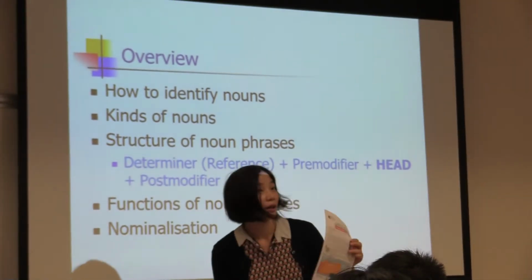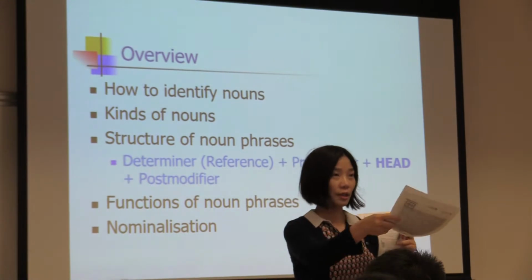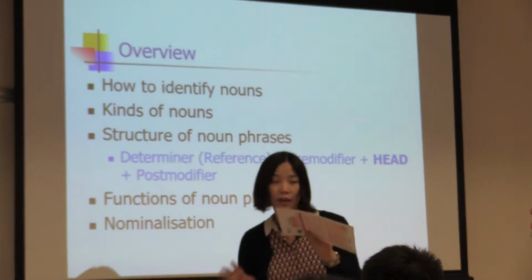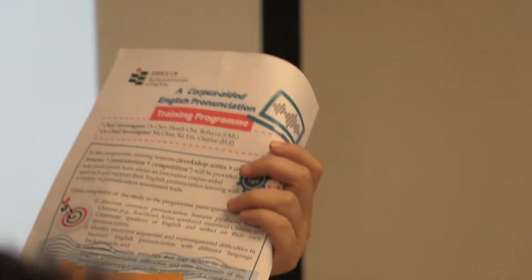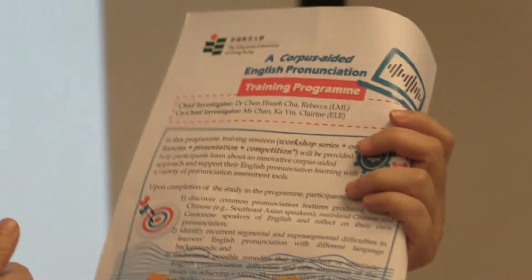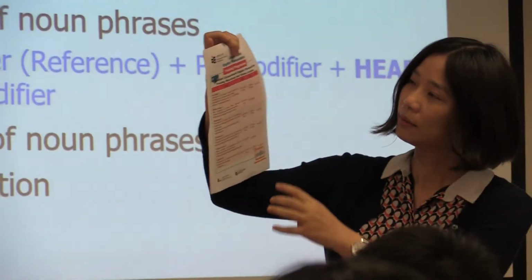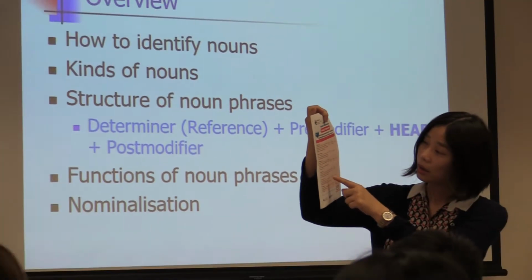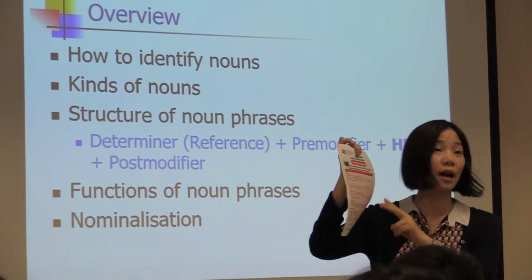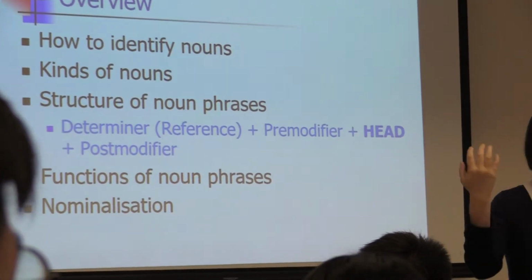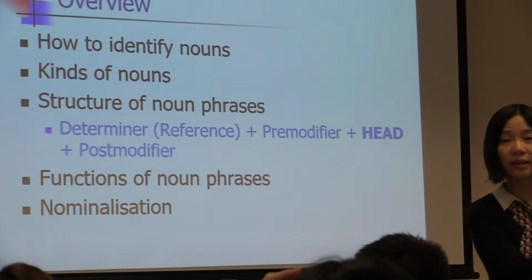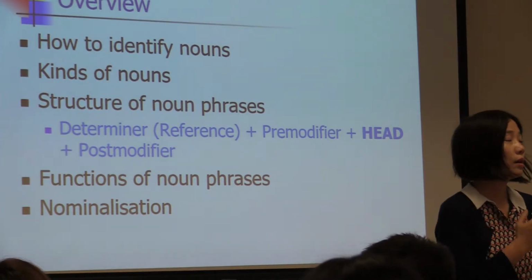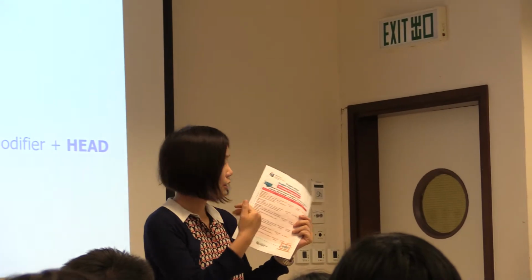So my two RAs will help to disseminate the handouts or the poster for you. This is for the corpus-based English pronunciation training program. In this program, we organize several sessions: 3 workshops and 2 online sessions. Feel free to join us and register for these workshops or online lessons. And then we have a competition at the end of this training program. So we really welcome you to join this program.